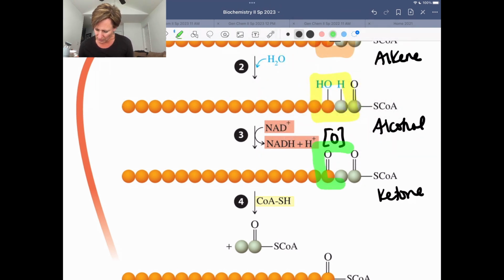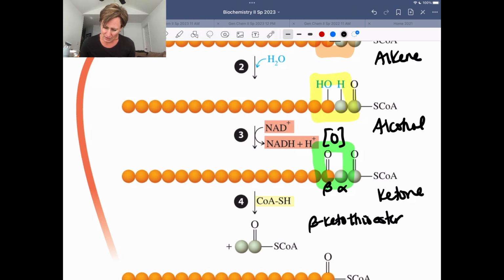Okay, so there is again our ketone. One of the things that's really unique here, we're going to highlight this in a minute. Again, this being our alpha carbon and our beta carbon, we have a beta keto thioester. A beta keto thioester has lability, has a bond that's easily broken between the alpha and the beta carbons. So the next step that we see is cleavage.